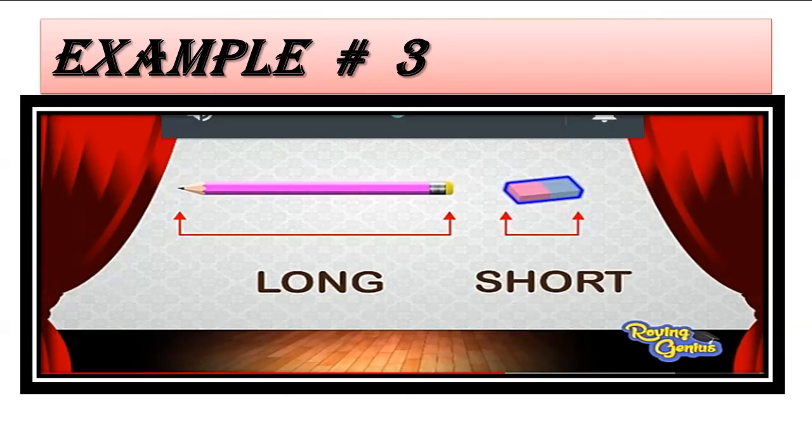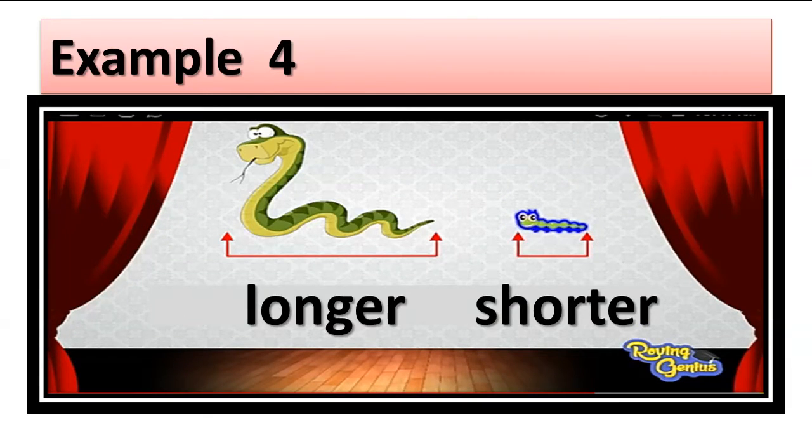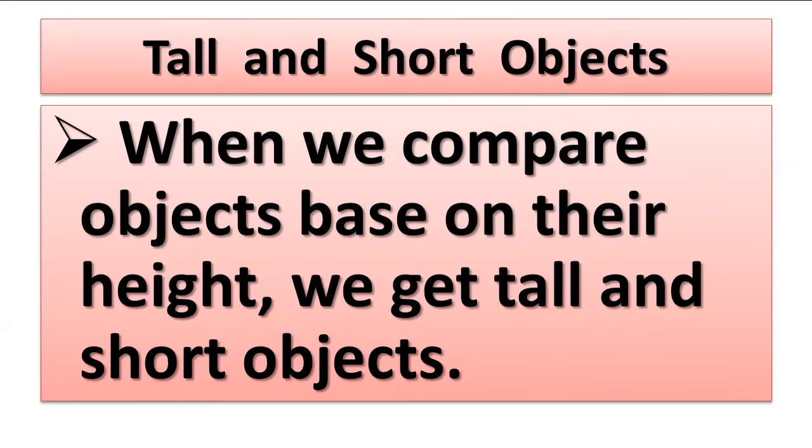Oh wow! Look at these creatures. The snake is long, whereas the caterpillar is short. So, we can say that the snake is longer than the caterpillar, or the caterpillar is shorter than the snake. Hopefully you have understood the concept of long and short objects.